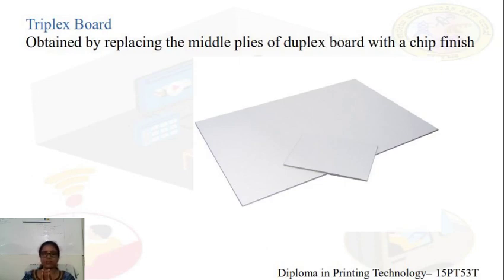Here in the triplex board, in between the two layers, that is the face and the back, in between these two layers of pulp, there is yet another layer that is replaced with chip finished board to increase the strength and durability of the board. The appearance of this variety of board will have extra attractive features that carry a product and at the same time safeguard the product, and it also has better durability than the duplex board. These boards are mostly used for heavy goods or products.